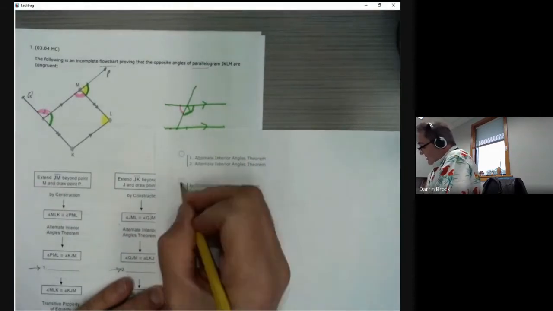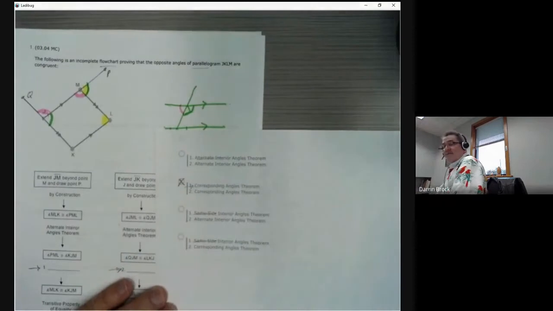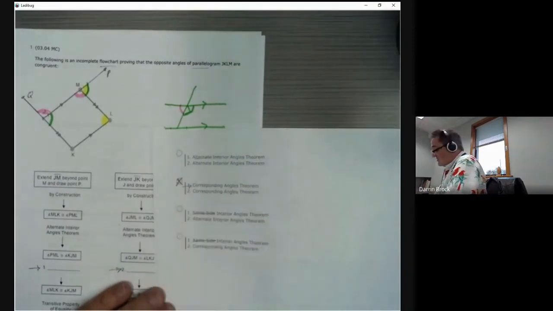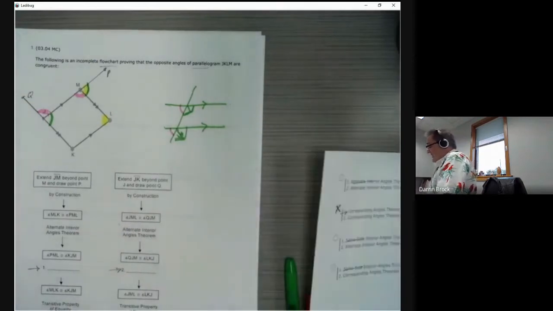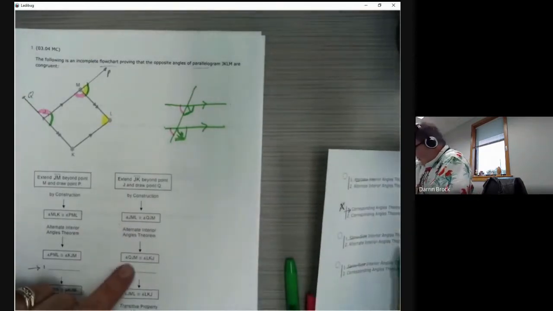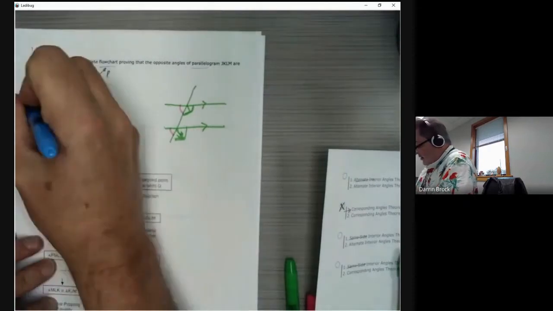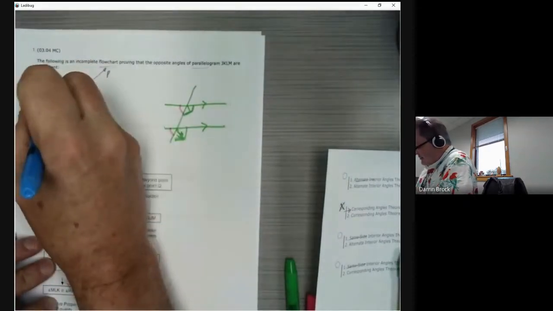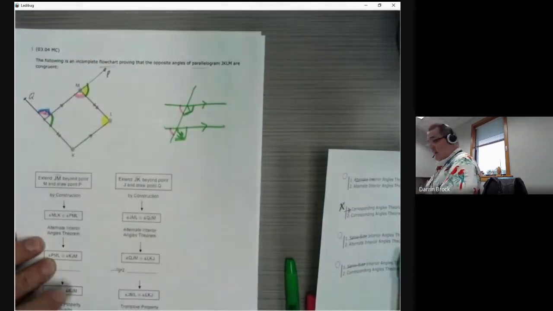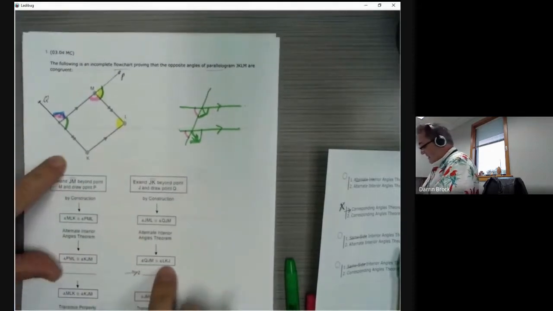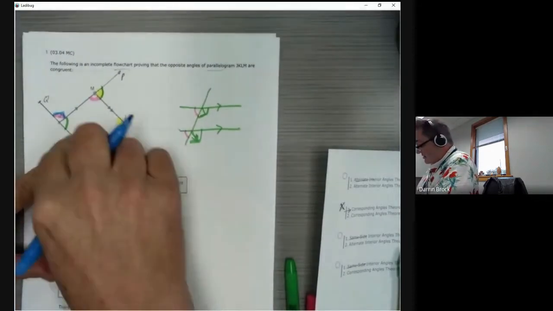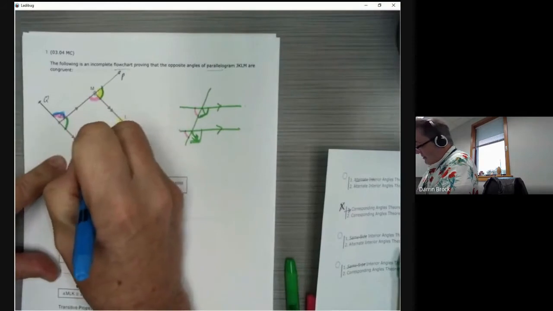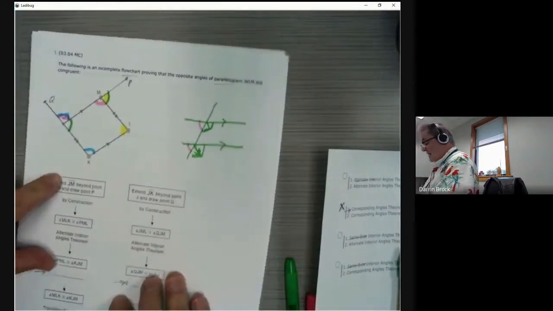Not same side interior, not alternate interior. So we already know the answer has to be that one. That's the only one that has number one as corresponding. Let's double check number two. Number two says that QJM, that's this one, is congruent with LKJ. Oh, same principle.